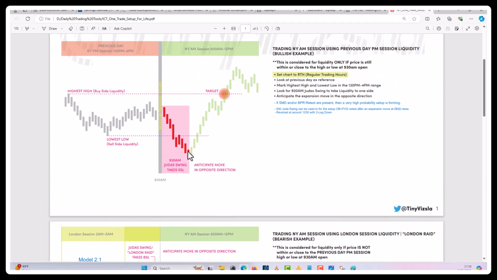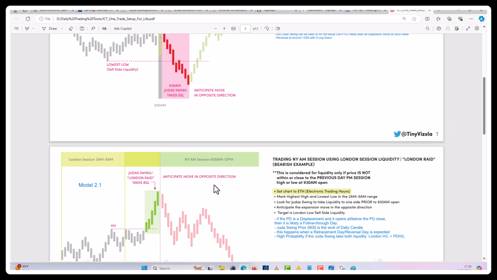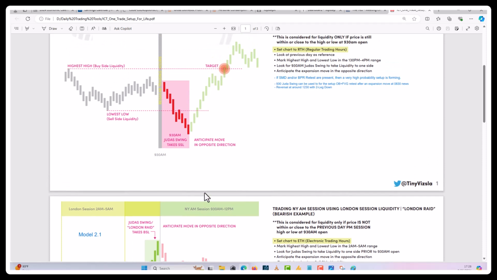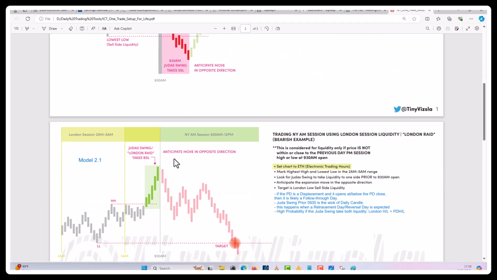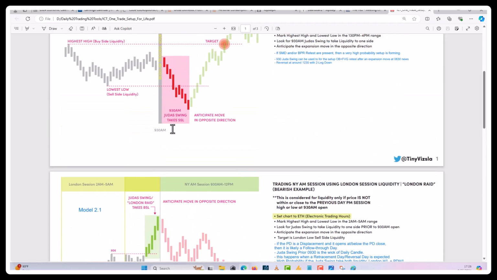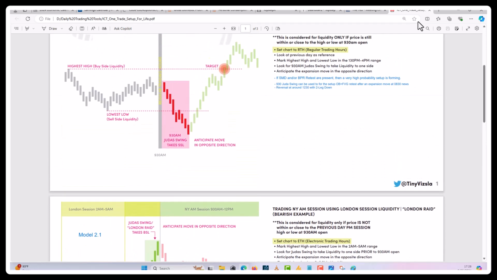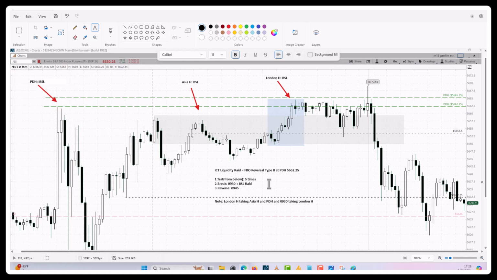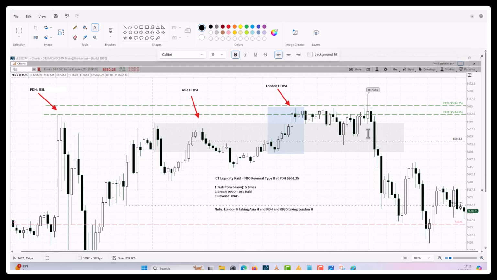So basically it raided the PM high in our case right there, which it did, and also raided the London right there, and then it reversed. So it's not exactly this model, but it blends the concept. That's the reason why we give the verbiage right here, which is the ICT raid for reversal type 2. Type 2 means that it tests, it breaks, and then it reverses.